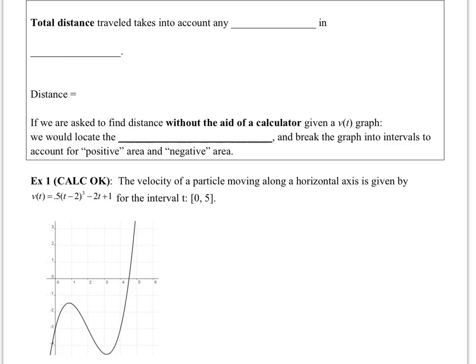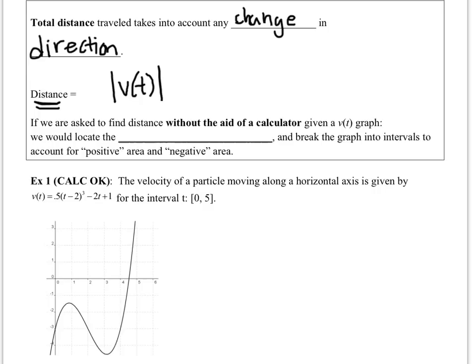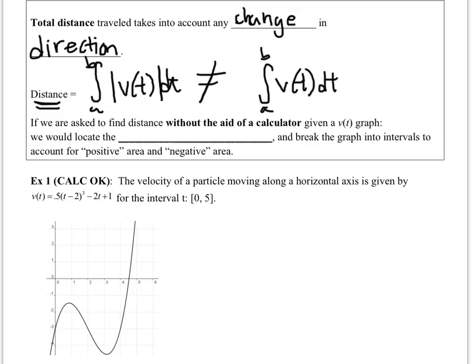All right, total distance traveled takes into account any change in direction. So if we're talking about distance traveled, or the total distance, you need to make sure that we're basically talking about a speed graph. And to do that, you would have to take the absolute value of the velocity and then integrate it. So that's the definite integral from the interval from a to b of the speed of v of t. Please note, this does not equal if you just find the definite integral and then you make it positive.